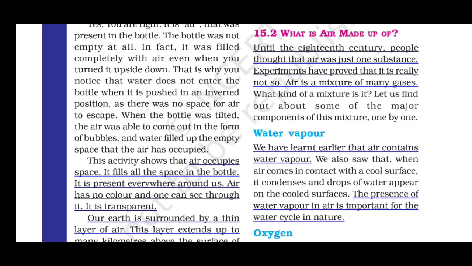Okay? So here as you can see, the first component of air is water vapor. We have already learned that air contains water vapor. In chapter 6 we learned about the concept of condensation, where water vapor comes in contact with a cooler surface and gets converted into water. The presence of water vapor in air is important for the water cycle in nature. This water cycle concept you have learned in standard 5. So water vapor plays an important role in the water cycle. Is it clear, bacha party? The first component of air is water vapor.